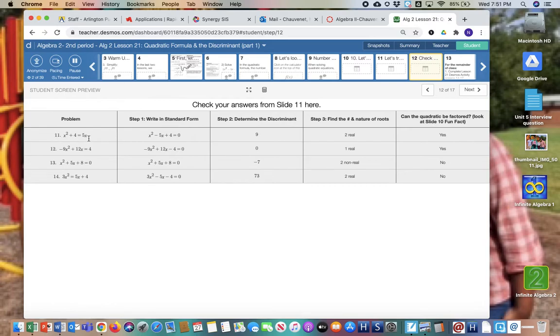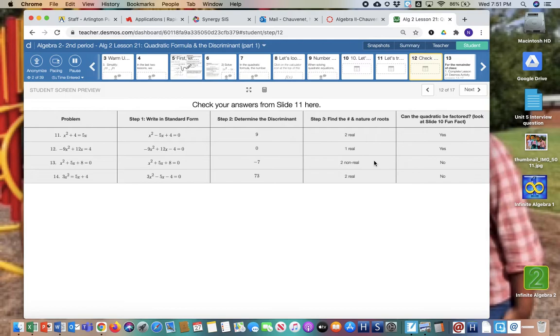So here this asks you to rewrite this in standard form. So remember, what does that mean? We do ax squared plus bx plus c equals 0. So notice how we rewrote those in standard form. Determining the discriminant is just b squared minus 4ac. Once you know the discriminant, notice this is a positive number. This is a positive number, so they're going to get 2 real roots. This discriminant was 0, so it's going to give you 1 real root. This discriminant was negative, so you're going to get 2 non-real roots.